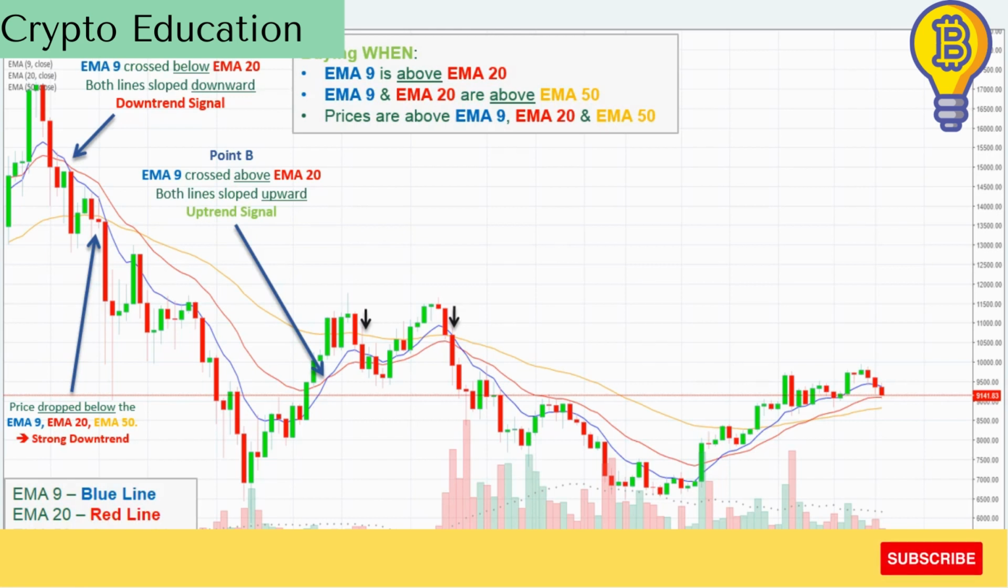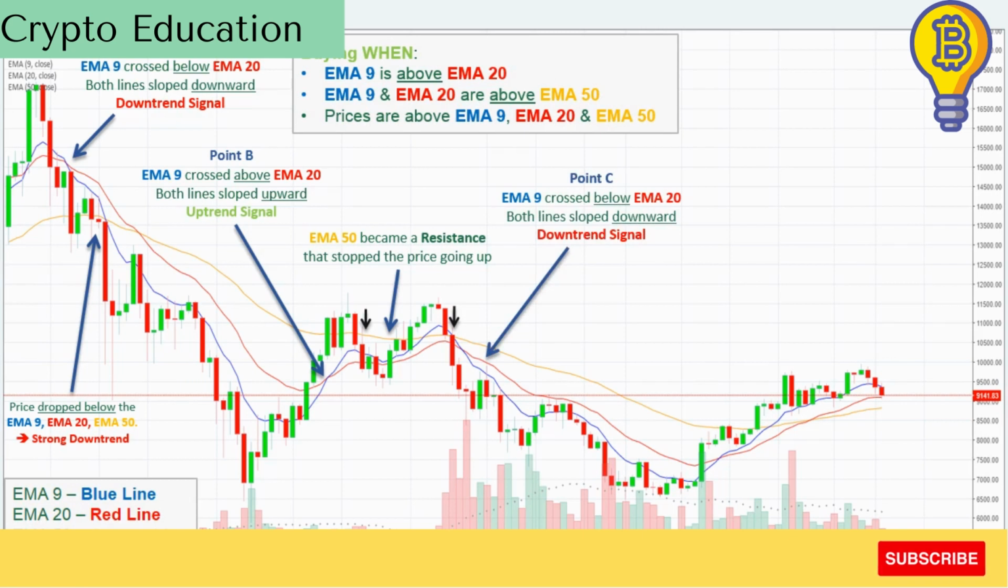As you can see on the chart, the blue and red lines were below the EMA 50. In cases like this, the EMA 50 can act as a dynamic resistance that can prevent the price from going up. So to eliminate this circumstance, we want the EMA 9 and EMA 20 to be above the EMA 50. It was even worse when the price dropped below these moving averages, so we could guess that the price was going to drop soon. The trend reversed when the EMA 9 crossed below the EMA 20 at point C.